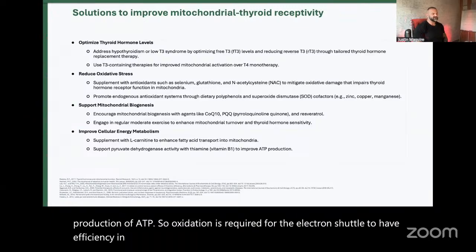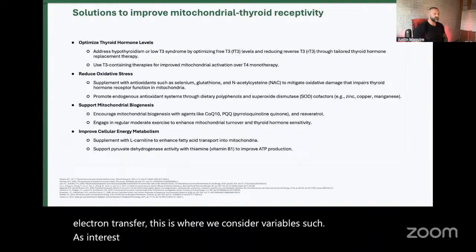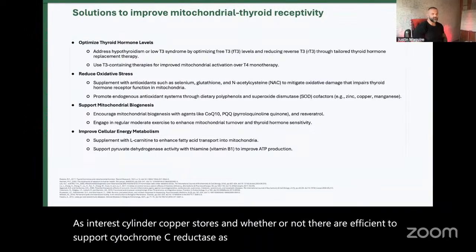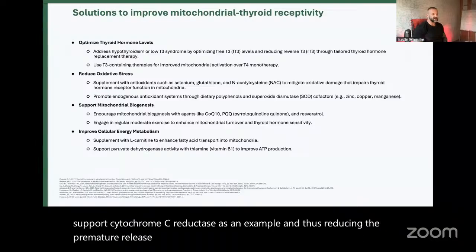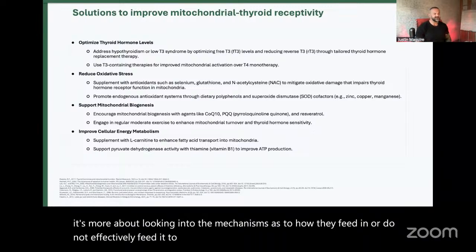But when it comes to the containment of that electron transfer, this is where we consider variables such as intracellular copper stores and whether or not they are efficient to support cytochrome C reductase, as an example, and thus reducing the premature release of cytochrome C, which is a highly oxidative variable. So it's more about looking into the mechanisms as to how they feed into or do not effectively feed into one another, rather than just simply saying, okay, let's add in some glutathione.